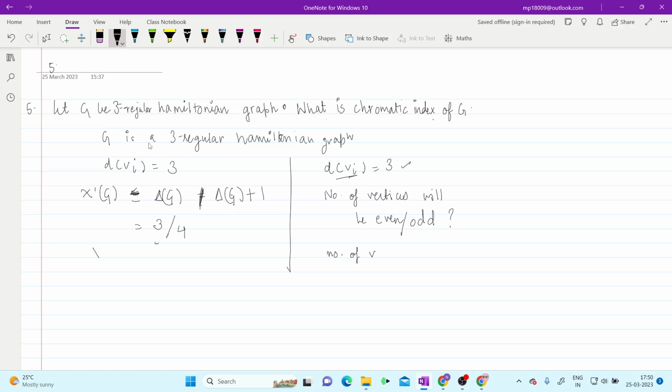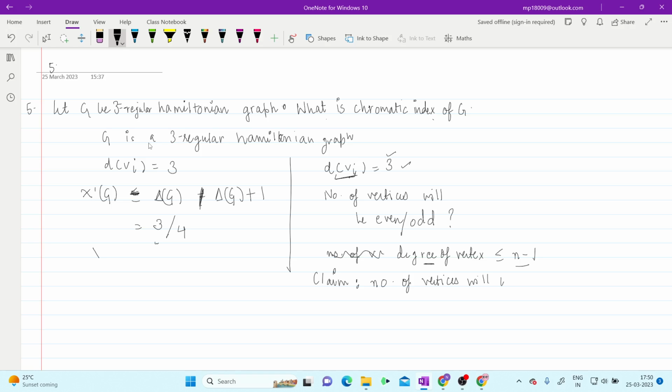The degree of a vertex, if we are in a simple graph, will always be less than or equal to the number of vertices minus 1. That is fine. But now we want to say that each vertex has degree 3, and the claim is that the number of vertices will be even. So how can we conclude this? Why can we say that the number of vertices will be even?